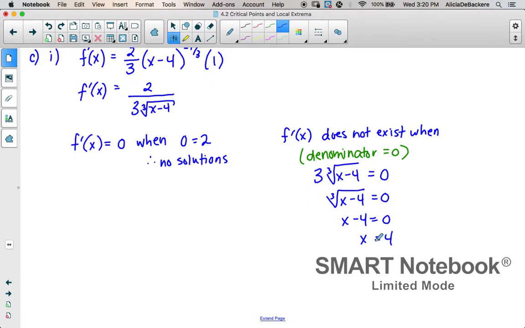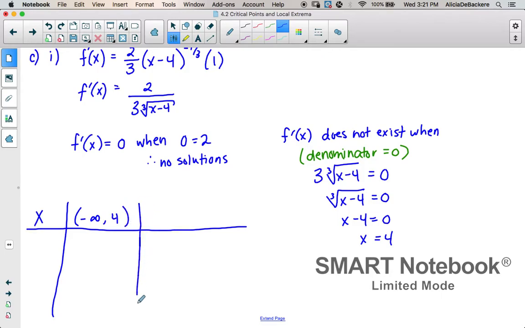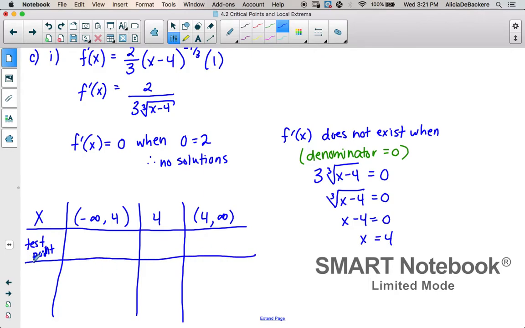So I only have one critical number that I need to include in my chart, and eventually I'm going to need to find the y value of that as well. So across the top of my chart, just 2 intervals with that critical number in the middle. All right, then we're going to pick a test point. And then we'll find the sign of the derivative.